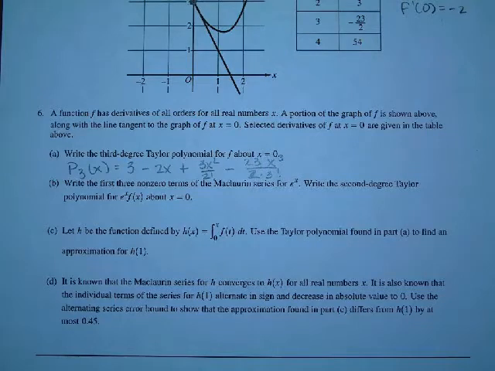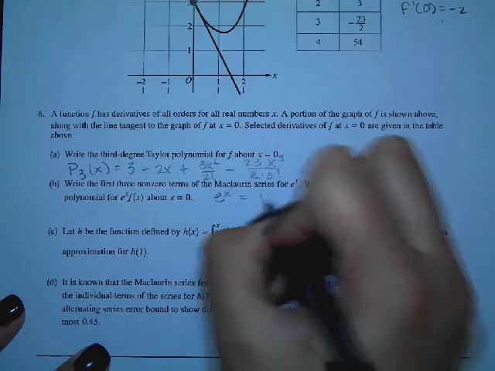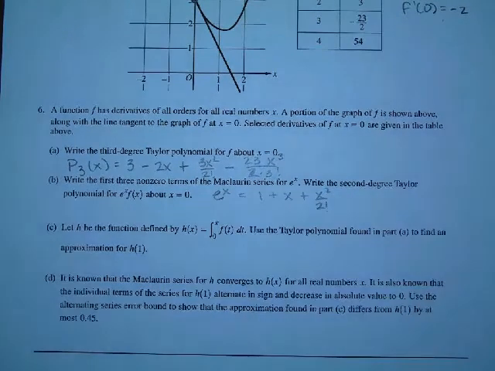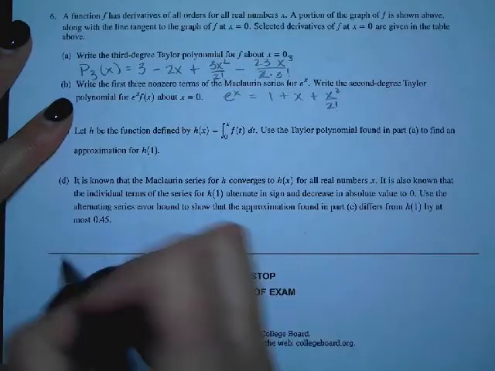Next, write the first 3 non-zero terms of e to the x. So that's 1 plus x plus x squared over 2 factorial. And then they want you to use that and f of x, which, you know, is this, to find e to the x times f of x. So you have to FOIL that. You have to multiply those together.